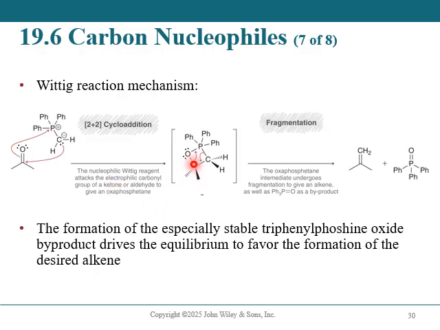You get a cyclic compound, migration here and here, so they break, and you get two different molecules as a fragmentation product. The formation of the especially stable triphenylphosphine oxide, this one right here, as a byproduct drives the equilibrium to favor the formation of the desired alkene. So this is actually favored because this is very stable.